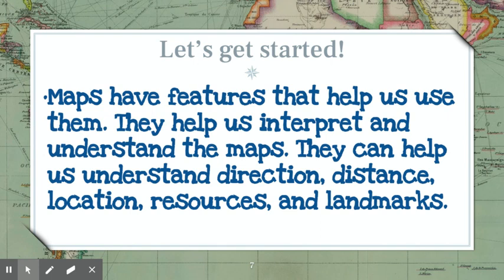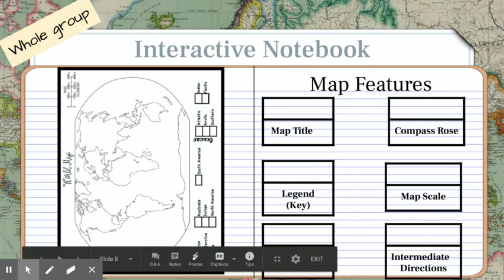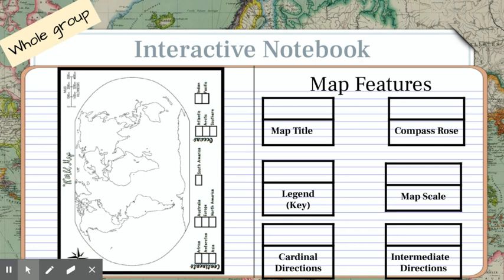Maps have features that help us use them, and they help us interpret and understand the maps. They can help us understand direction, distance, location, resources, and landmarks. So I want you to pull up your interactive notebook that is on your student work page. We are going to define these map features, which are map title, compass rose, the legend or the key, map scale, cardinal and intermediate directions.